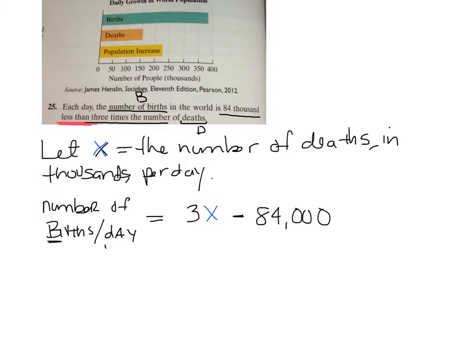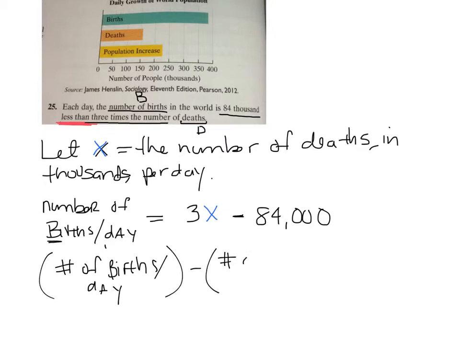And finally, in part A, it says if the population increase in a single day is 228,000. Well, the population increase depends on these guys. It's the difference. So we have the number of births per day, and then we're going to subtract the number of deaths per day.